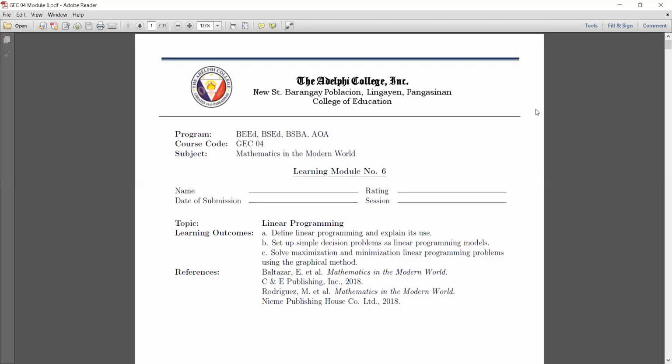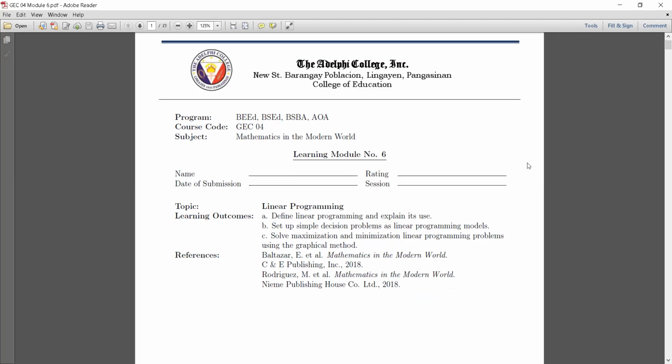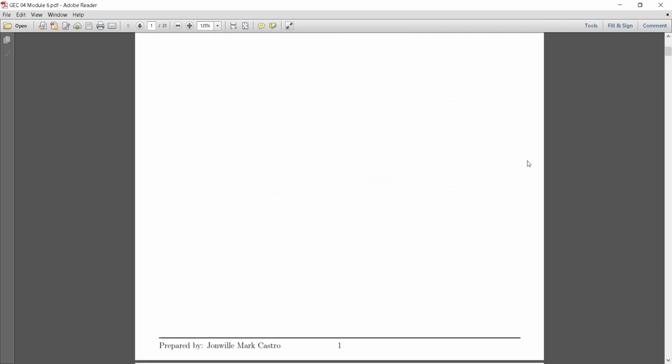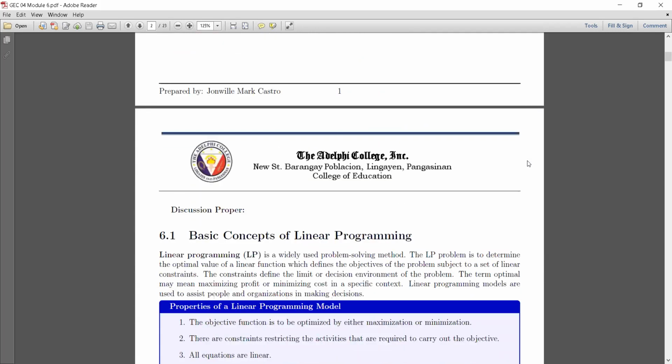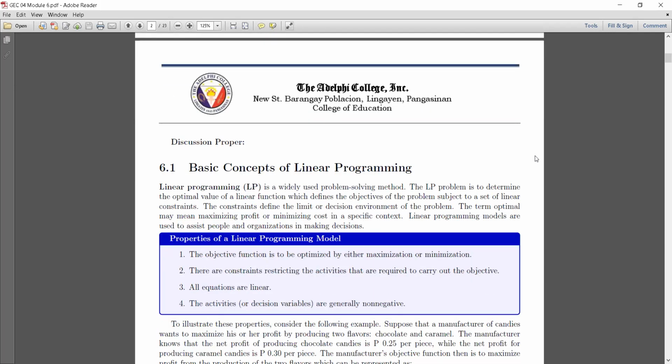Okay, so now we will discuss Module 6, which is about linear programming. So first, yung basic concepts of linear programming. Linear programming is a widely used problem-solving method. The LP problem is to determine the optimal value of a linear function, which defines the objectives of the problem subject to a set of linear constraints.